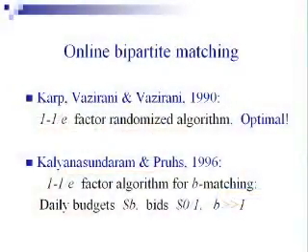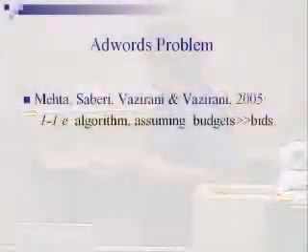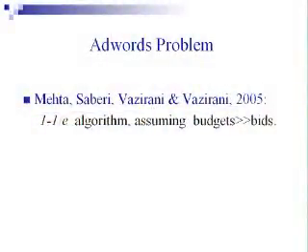And there's another very nice result, that of Kalyanasundaram and Pruhs from '96, showing that for the b-matching problem, which is that every advertiser has a daily budget of $B, but the bids are still 0 or 1, and B is very large compared to 1, even then they can get a 1 minus 1 over e factor algorithm, but this one is deterministic. Okay, and last year we managed to get the same factor for the AdWords problem, assuming that the bids are much larger than the budgets.